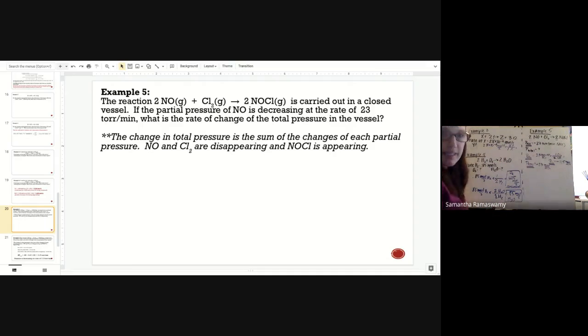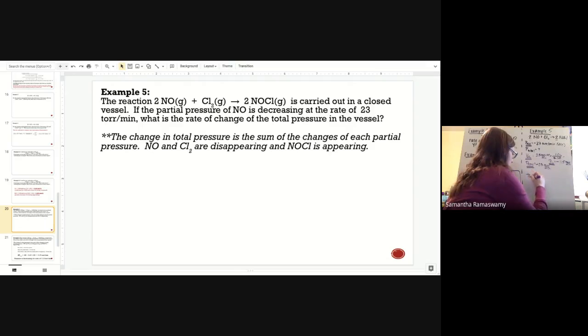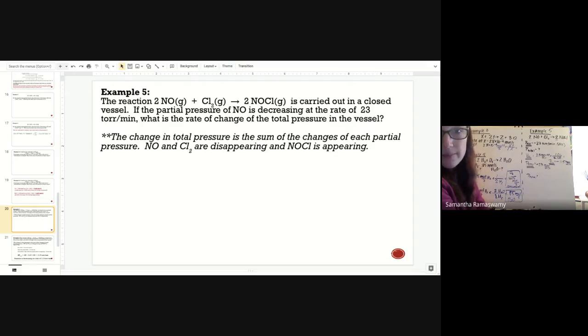The question says, if I read the question again, what is the rate of change of the total pressure in the container? Well, we have the 3 partial pressures. Think back to when we did gases. You have the 3 partial pressures. How can you find the total pressure? So P total, I can just add them all up.